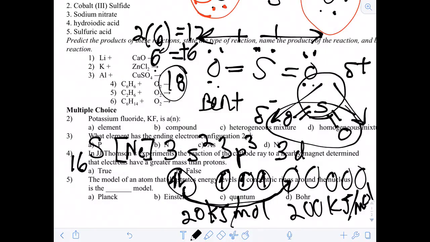That's called a dipole. If it has 2 poles, if it has a positive side and a negative side, it's called a dipole. Remember, this is not an ion. It's just partial charge. This is a sharing of electrons. It's just kind of unequal because the oxygen is so much more electronegative than the sulfur.